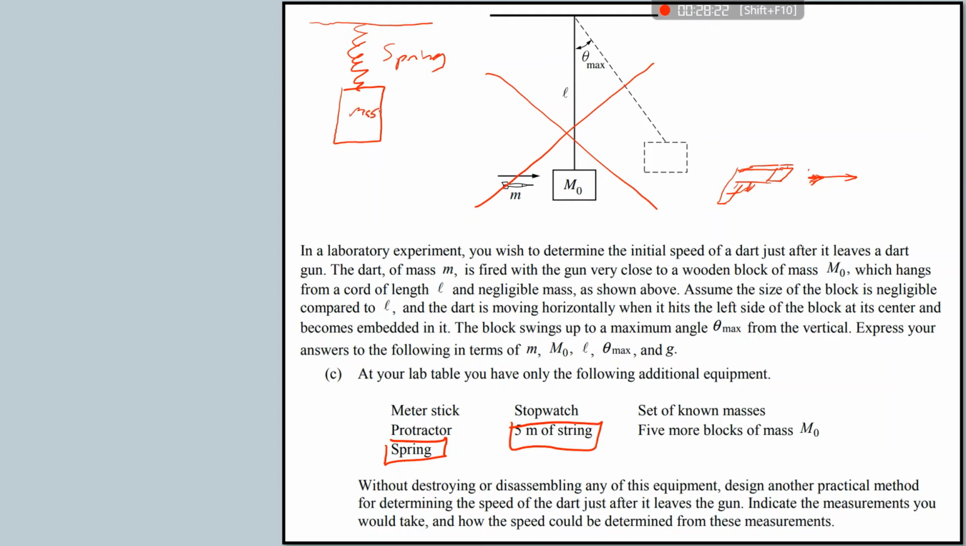Spring, mass. I'm going to shoot the dart straight up with the pistol into the spring. Okay. And then we'll use that to try and figure out what the muzzle velocity is. Okay, so step one, before we actually shoot the block, what do I need to know first with just the spring and the mass?